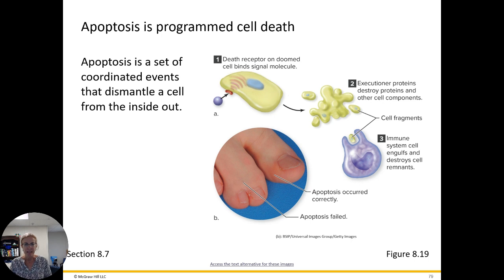In the case where apoptosis occurred incorrectly, like what we're seeing in this image, there should have been programmed cell death between all the digits, but apoptosis failed between 2 of these digits, resulting in these toes being connected.